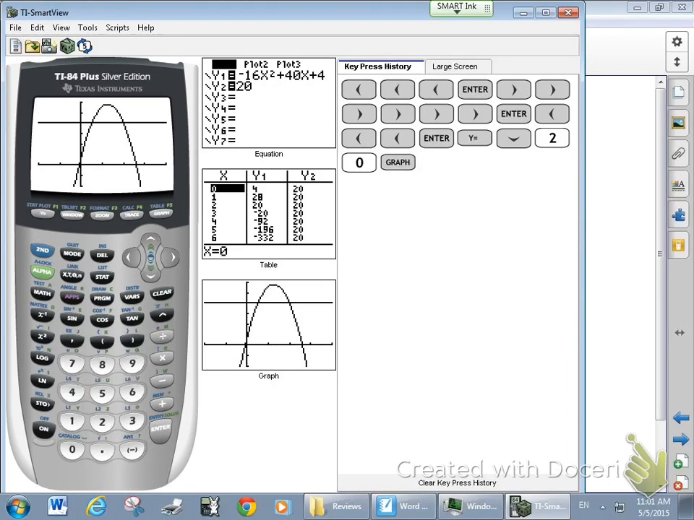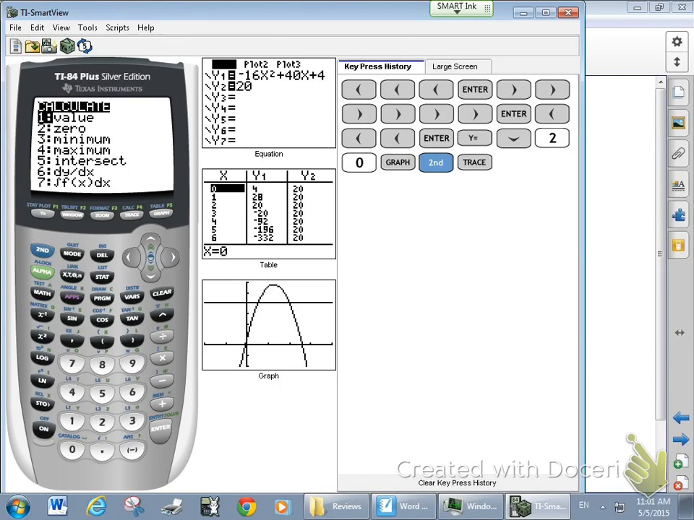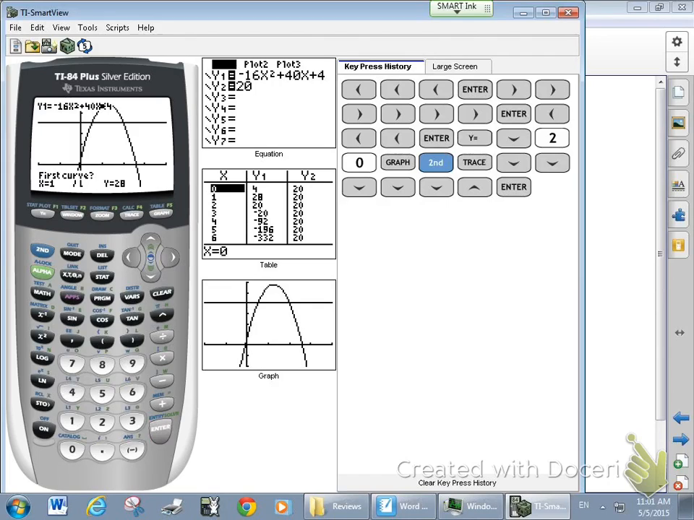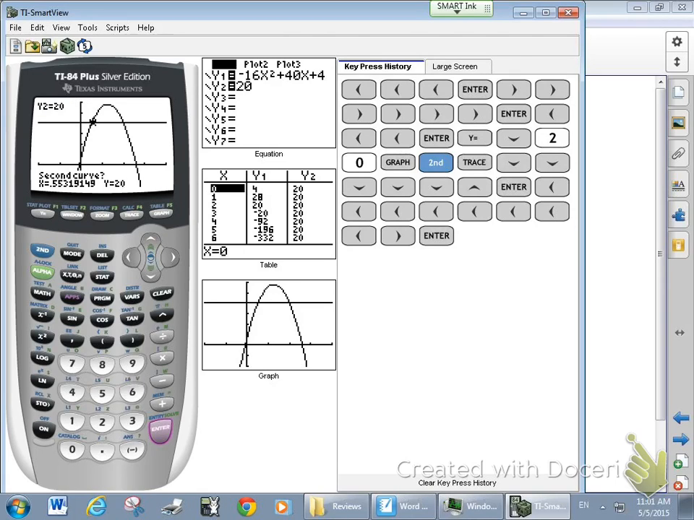To find the x values at those points, we're going to go back to the calculate menu. Second, trace. And this time, since we're trying to find an intersection point, we're going to hit intersect. And intersect is actually the easiest function to deal with because all you have to do is hover over the intersection point and hit enter 3 times. So the first place that it is 20 yards in the air is 0.5 seconds.